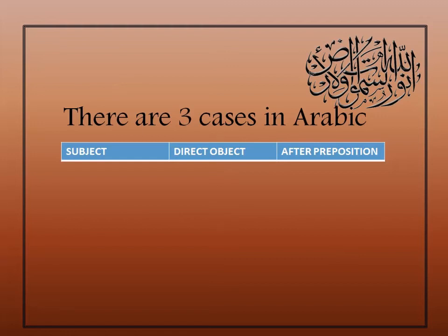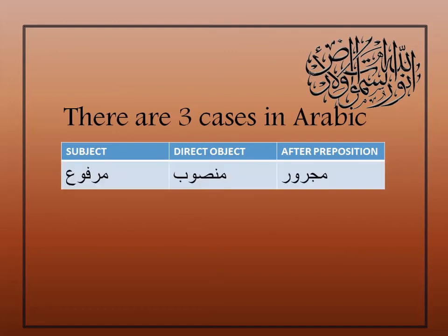Now notice, these are all nouns. This system only applies to nouns and adjectives. It does not apply to verbs. Now, just in case you wanted to know, the names for these cases in Arabic are the marfu', the mansub, and the majroor. We are not going to test you on this part. We will not test you on the Arabic names for these cases, but you may hear them in your future studies. Just be aware that's where they are. Okay?